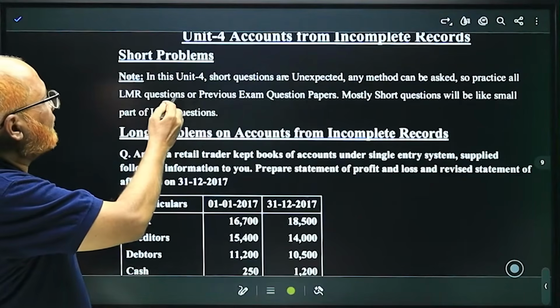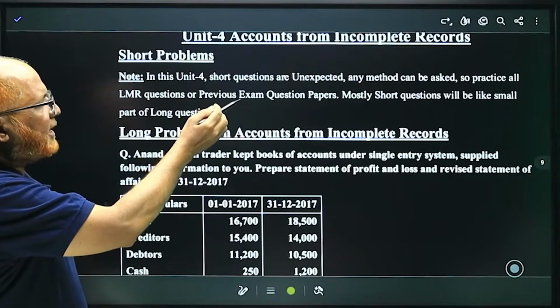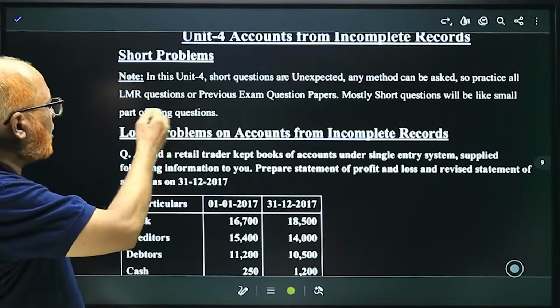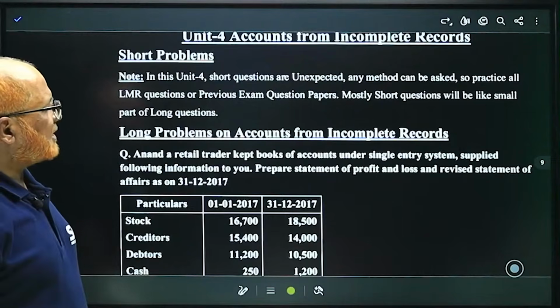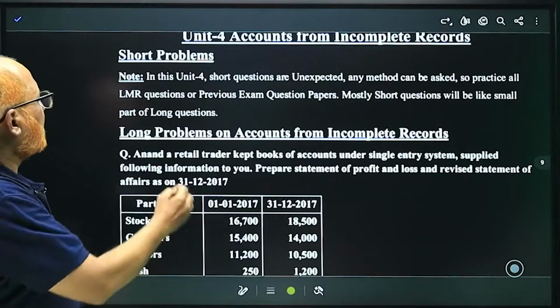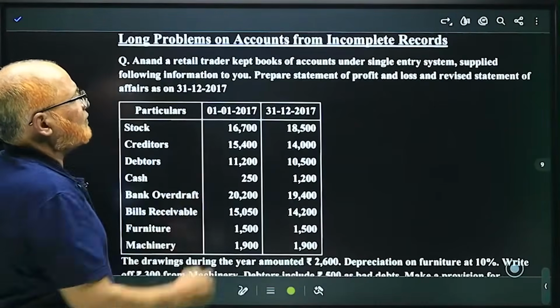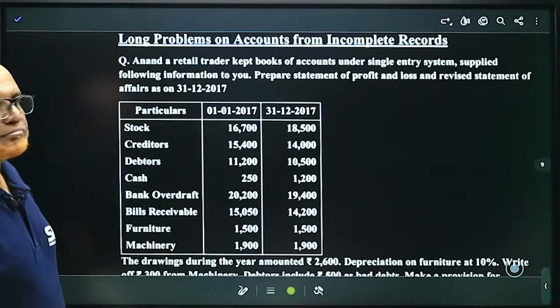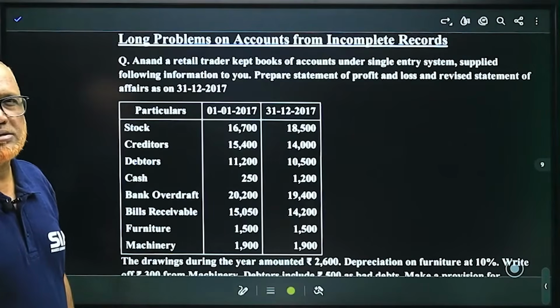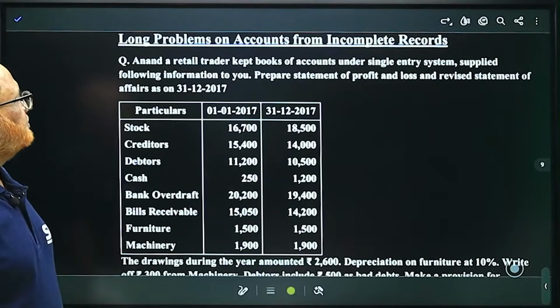In this unit 4, short questions are unexpected. Any method can be asked. So practice all LMR or previous examination questions, right? And long problems from incomplete records. Carefully, you see 12 marks long problem.